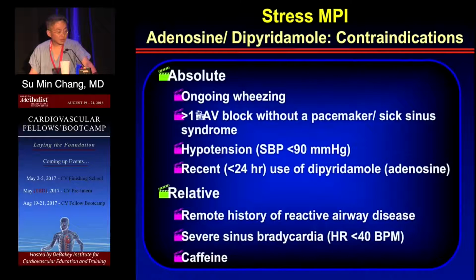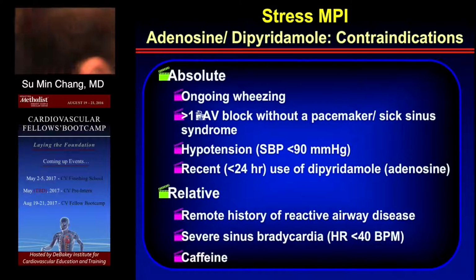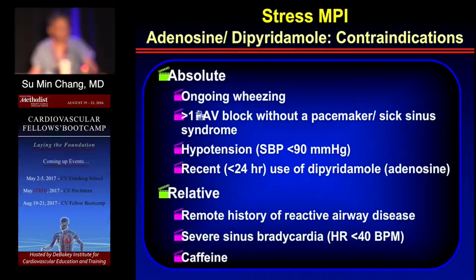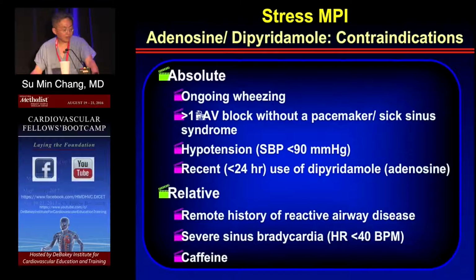Okay, I'm going to skip this. Contraindications, very important. Okay, if the patient is wheezing, you should not give the patient pharmacological stress. Also more than first degree AV block if the patient doesn't have a pacemaker, if the patient is hypotensive, or the patient uses Dipyridamole, usually for prevention of stroke. Relative contraindication if they have a history of reactive airway disease, or heart rate less than 40, or have caffeine.